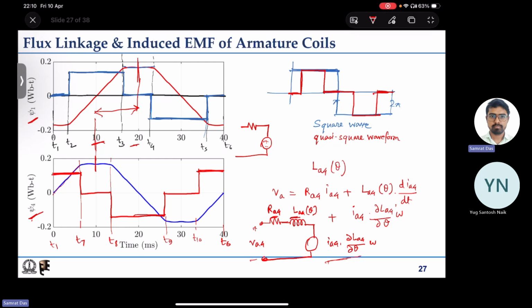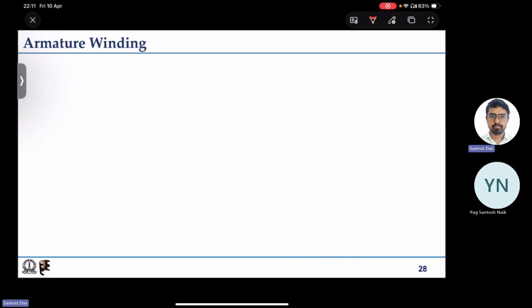But because of the armature winding connection, along with how it is brought out to the external world through commutator and brush, that actually causes the induced EMF to become a reasonably constant number with rotor position, and the inductance also becomes a constant number. So that is the next topic that we are going to understand.